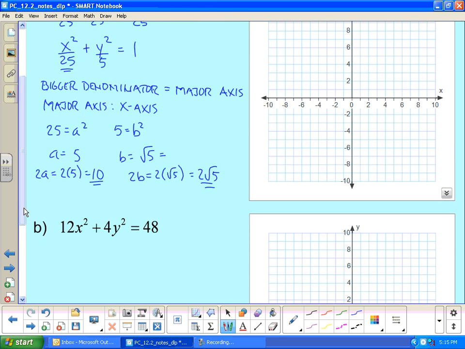Let's talk about the foci real quick. So where does that come from? Well, in order for us to find the foci, we need to find C. And in order for us to find C, we're going to use this equation: C squared is equal to A squared minus B squared. Well, we already have A squared and we have B squared. That was given to us in the equation. So that means C squared is equal to 25 minus 5, or it's equal to 20, or C is equal to the square root of 20, and we'll simplify it radically and get 2 root 5.